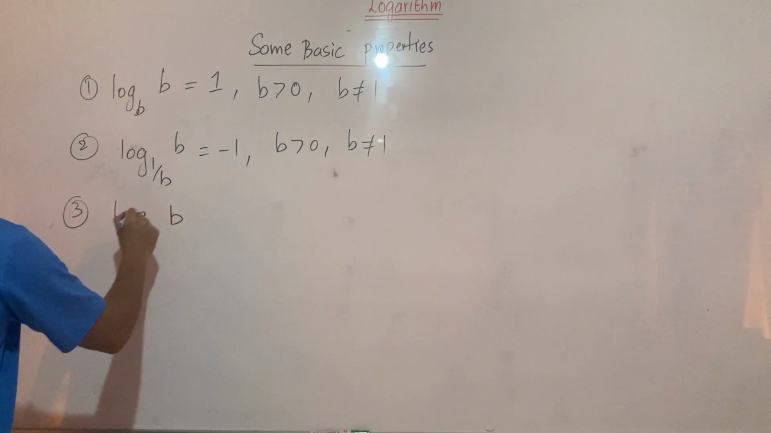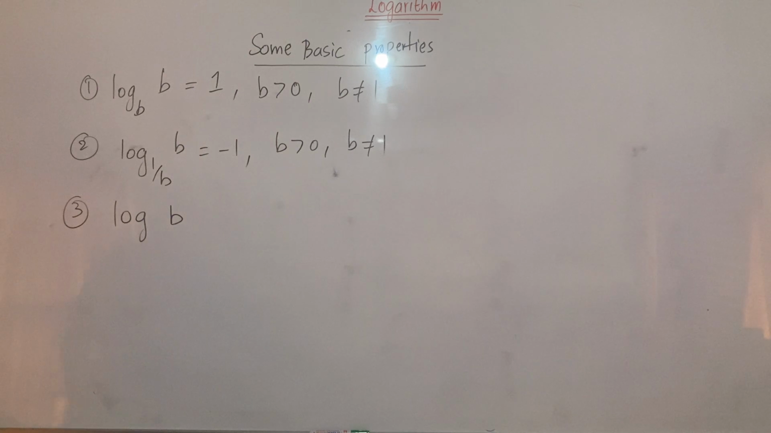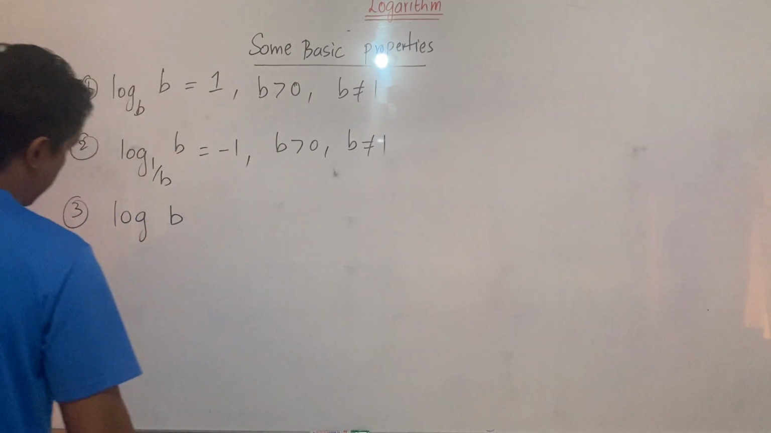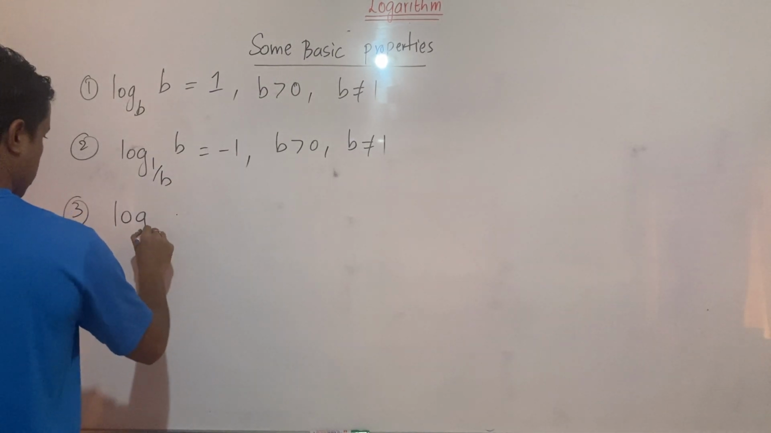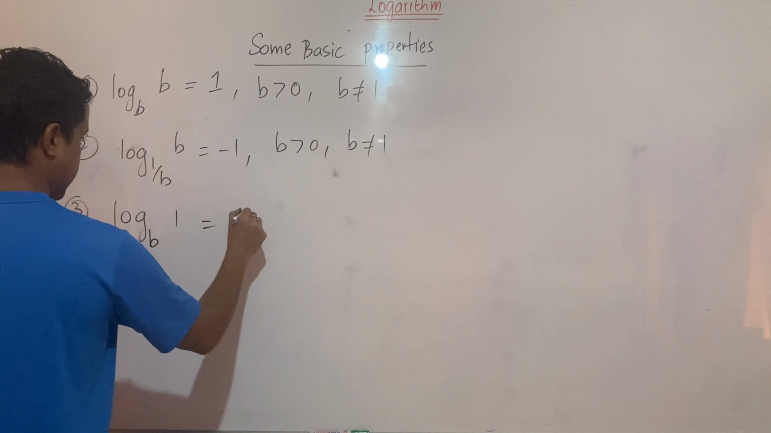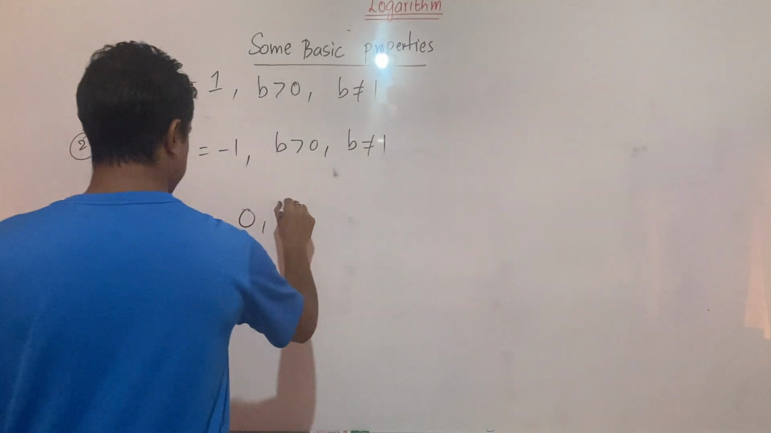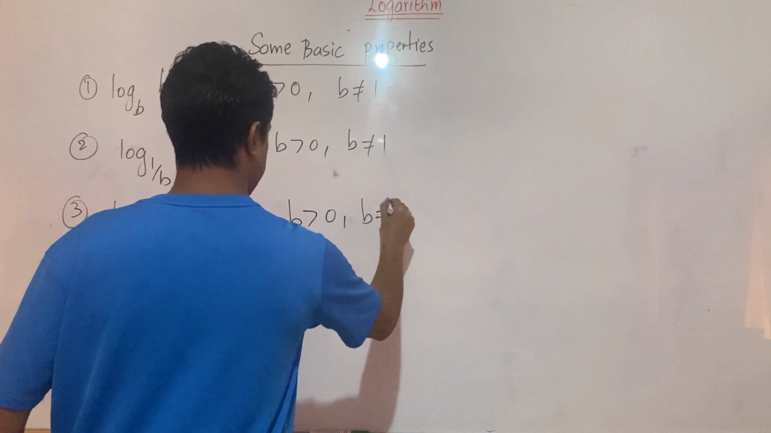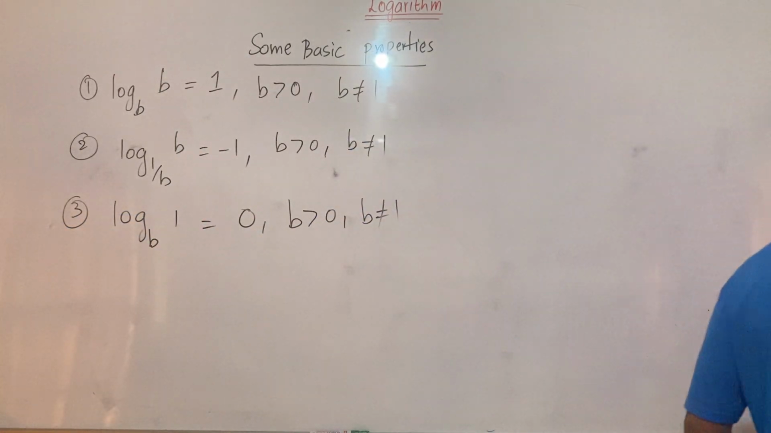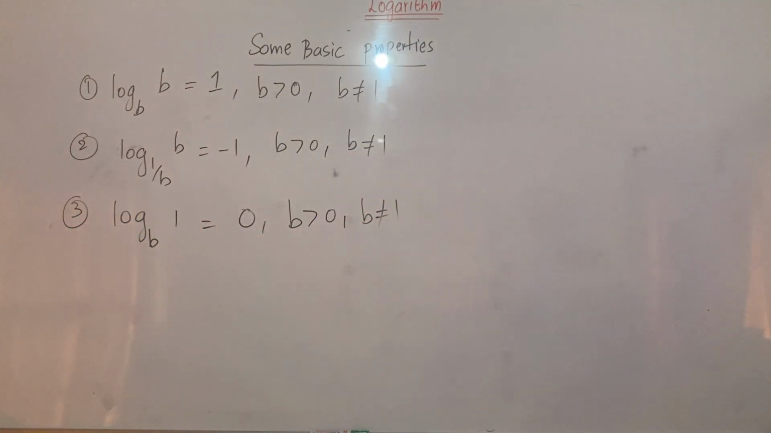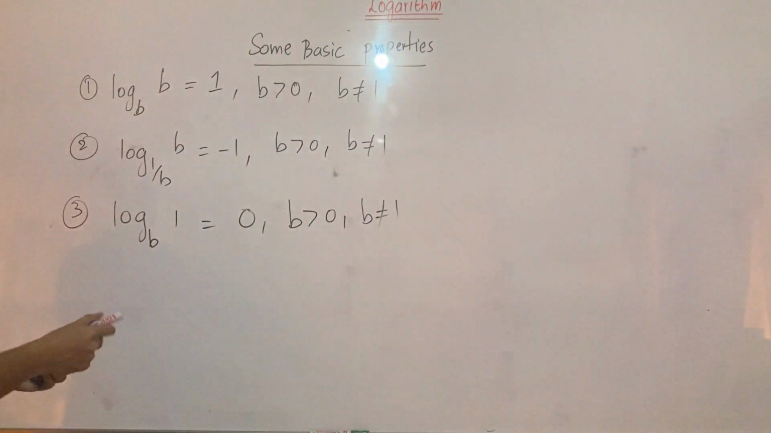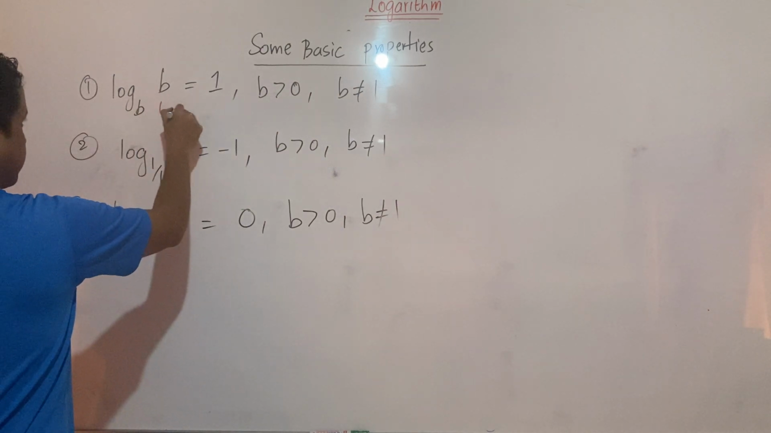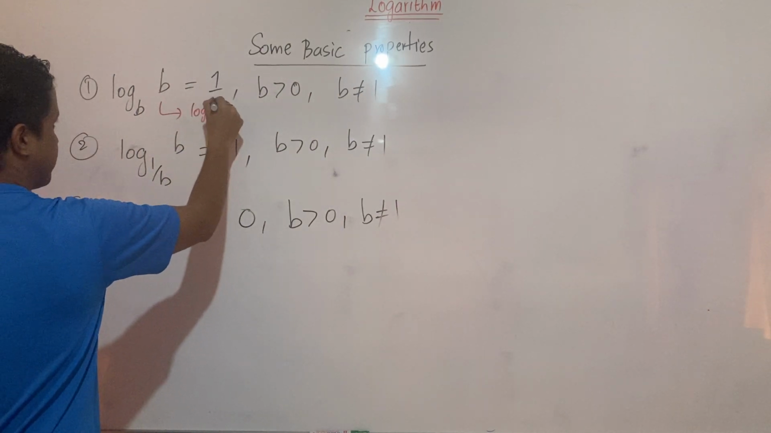Log of 1 to the base b is 0, where b is greater than 0 and b is not equal to 1. These are the basic properties. Understand? Now, see here, first property, you can take any example, log of 5 to the base 5.